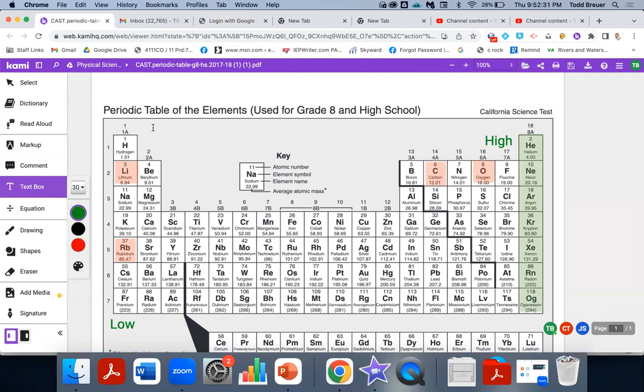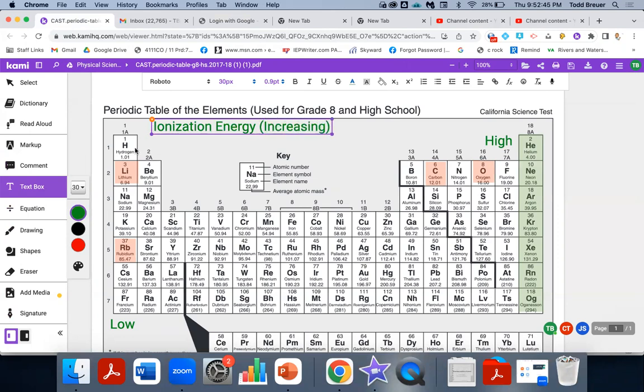So let's mark that up. Ionization energy comparison. Ionization energy, increasing order. So I'll just put increasing there. Lowest to highest. Again, the word low is down here, right? Rubidium is the lowest. It's closest to the lower left-hand corner. So we could put rubidium first, Rb.